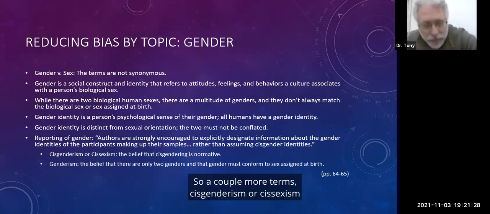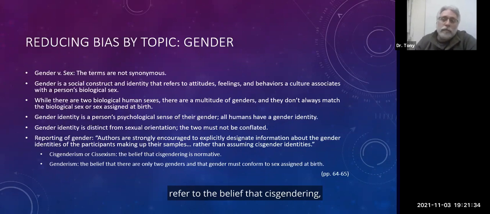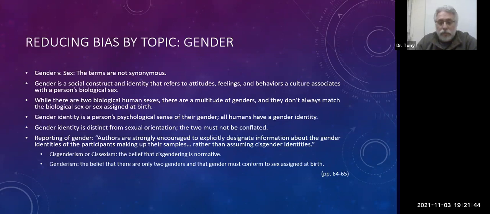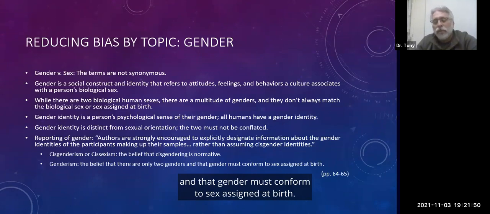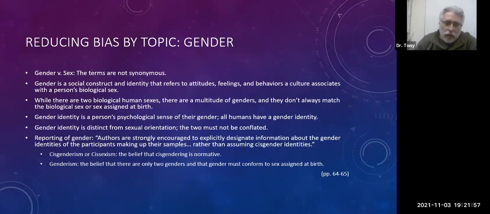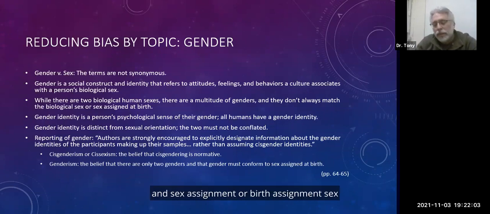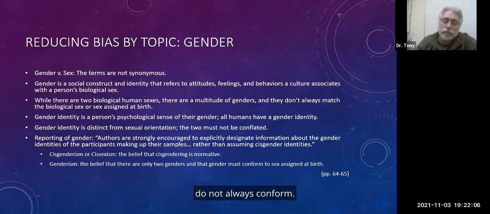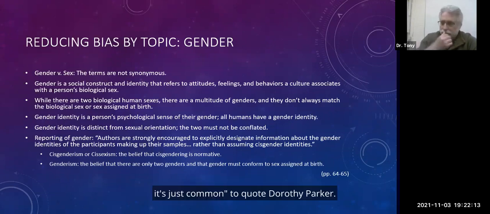So, a couple more terms. Cisgenderism or cissexism refer to the belief that cisgendering, the alignment of birth assignment, sex, and gender identity, is normative. Genderism is the belief that there are only two genders and that gender must conform to sex assigned at birth. Obviously, we know that neither of those things are true. There are more than two genders, and clearly gender and sex assignment or birth assignment sex do not always conform. We also know that cisgendering is not normative. It's just common, to quote Dorothy Parker.